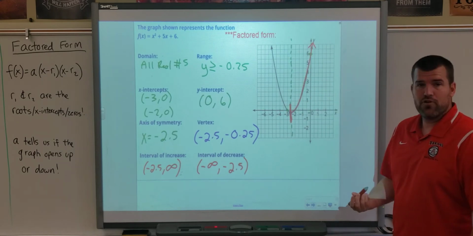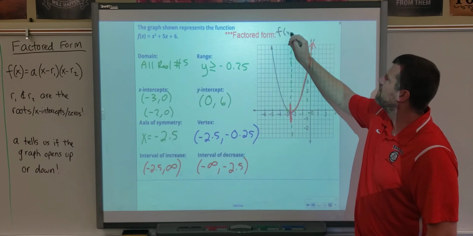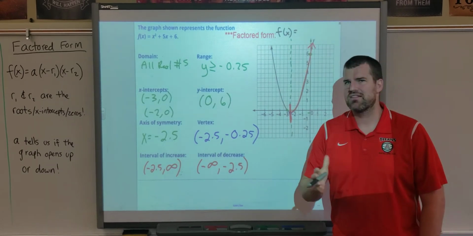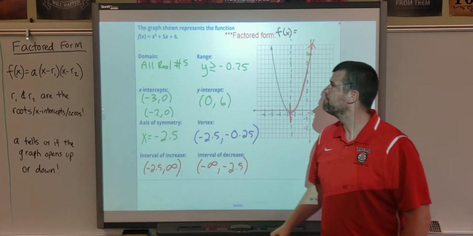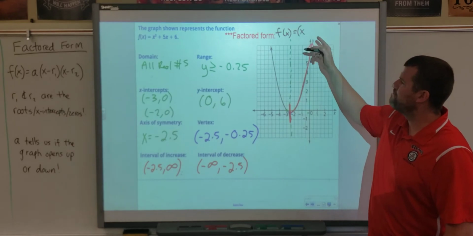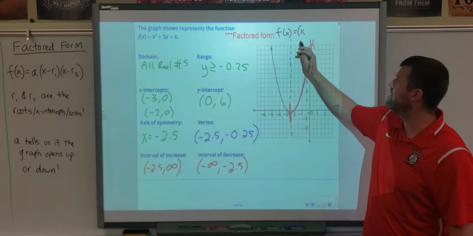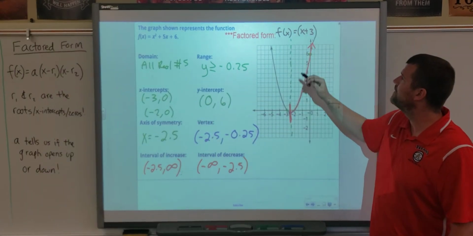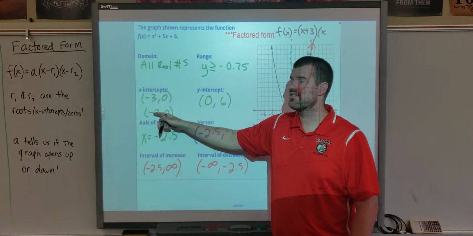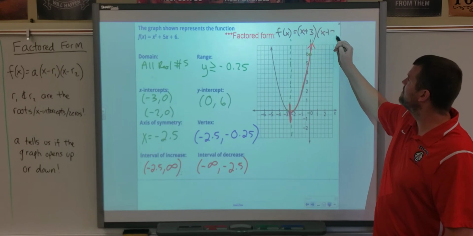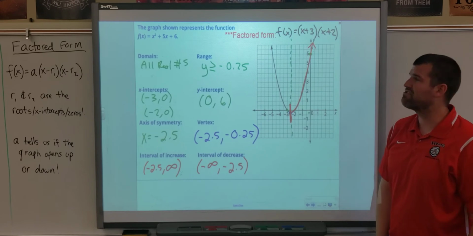To put this in factored form, right, going with the key points from today, I'm going to do f of x equals, or y equals, it's the same thing. My a value, well, the a was 1, so I don't need to put anything. And then x minus my first root, well, my root is negative 3, so minus negative 3 turns that to a plus 3. And then x minus my second root, well, that's also a negative, so minus a negative turns to positive 2. So the factored form for this graph is x plus 3 times x plus 2.